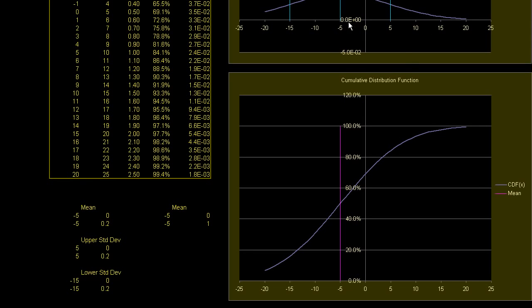Or if you said, what's the probability of getting less than -5? Well, -5 was the mean. So half of your result should be above that and half should be below. And if you go to this point right here, you can see that this right here is 50%. So the probability of getting less than -5 is exactly 50%.